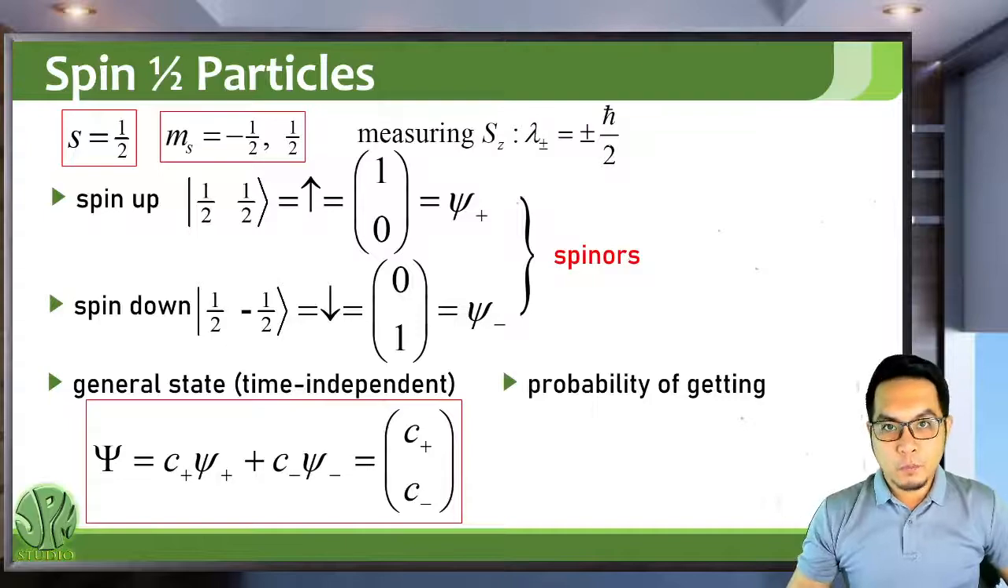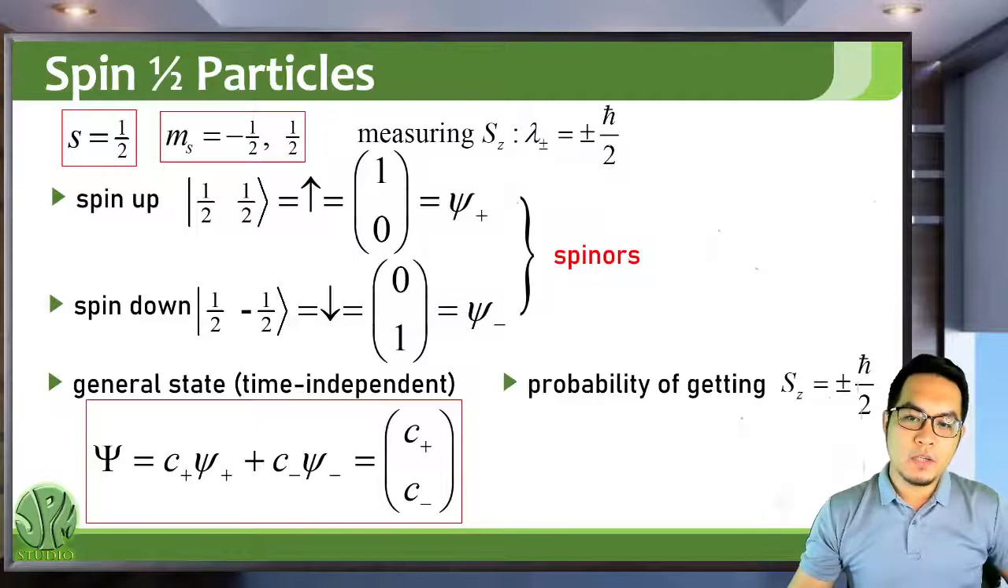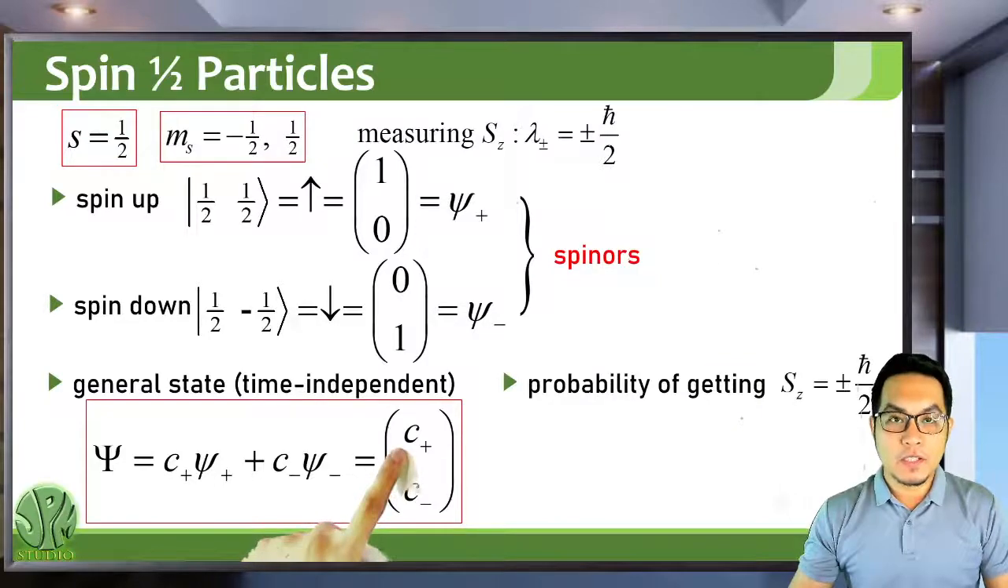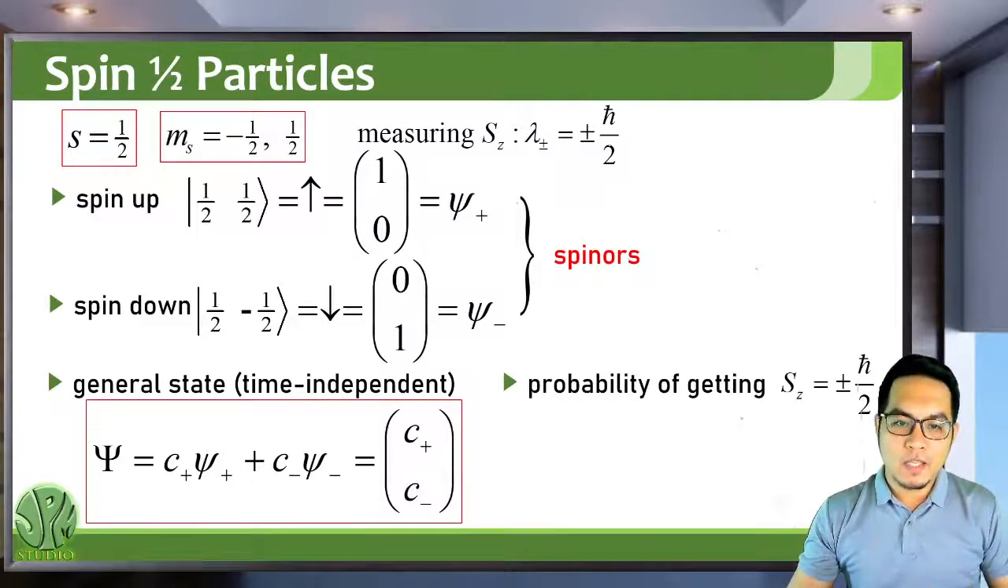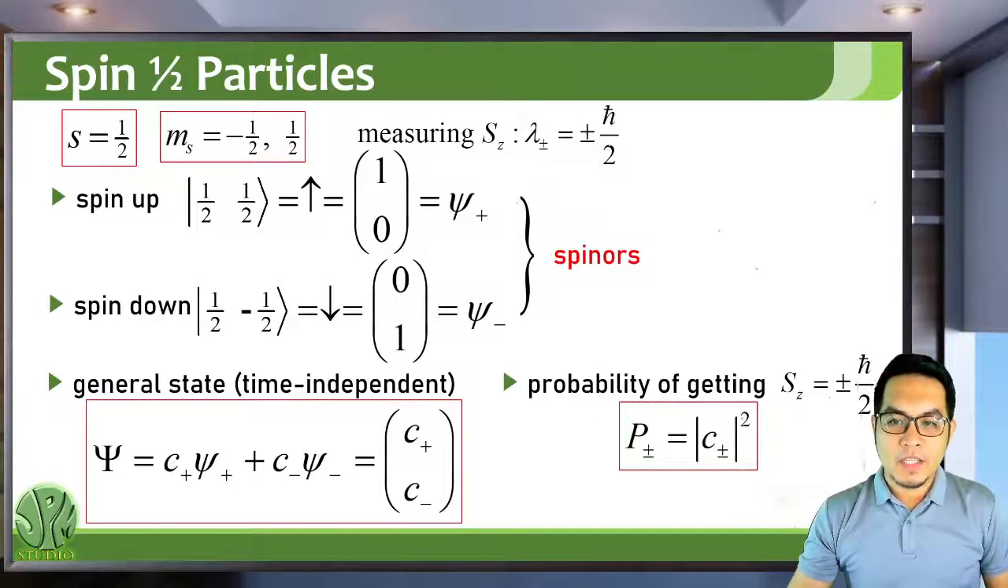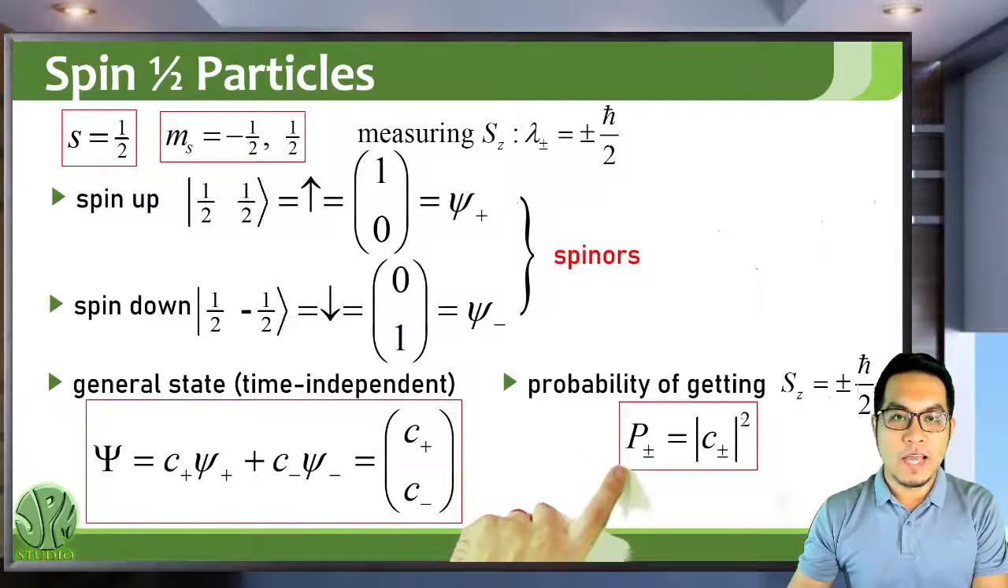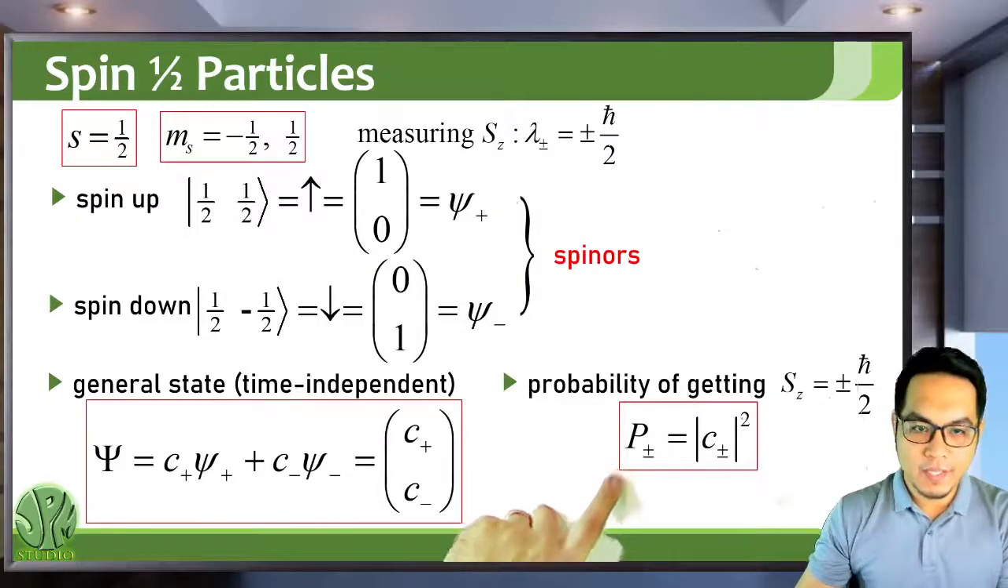If you measure S z and you want the probability that you will get positive h bar over 2 or negative h bar over 2, then you just take the absolute value squared of the linear combination coefficients c plus and c minus. Again, we have already talked about this a lot: the linear combination coefficients are essentially the probabilities. But this is only true for S z.